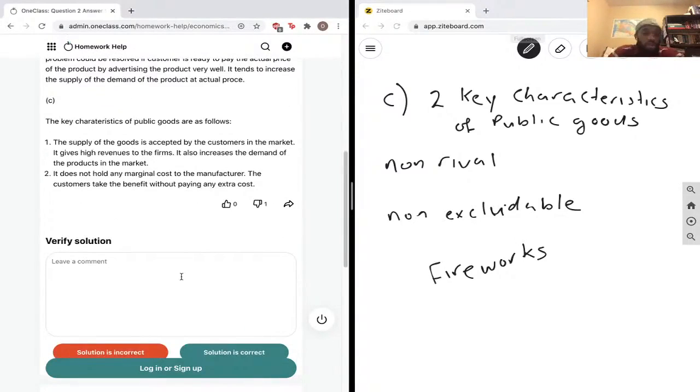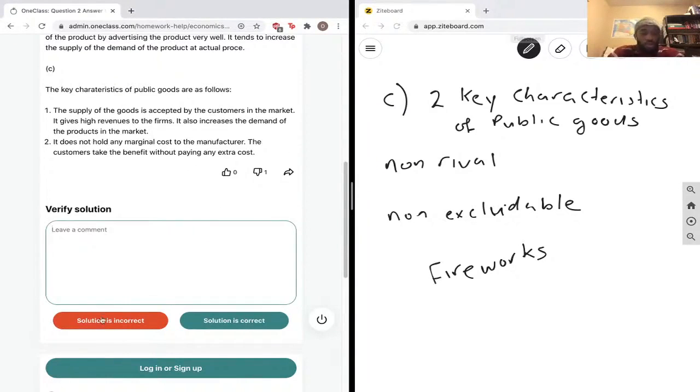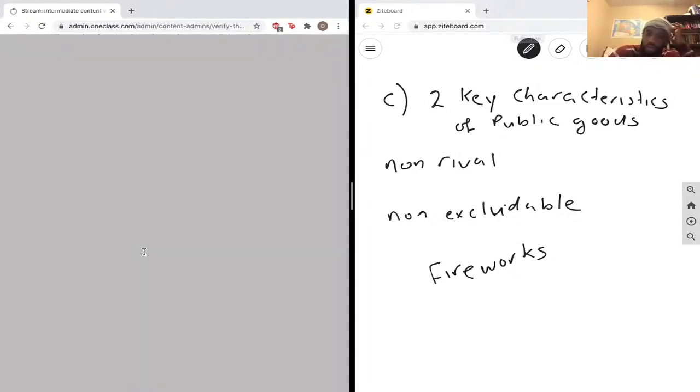So let's say the solution is incorrect for the most part. Say the solution is incorrect.